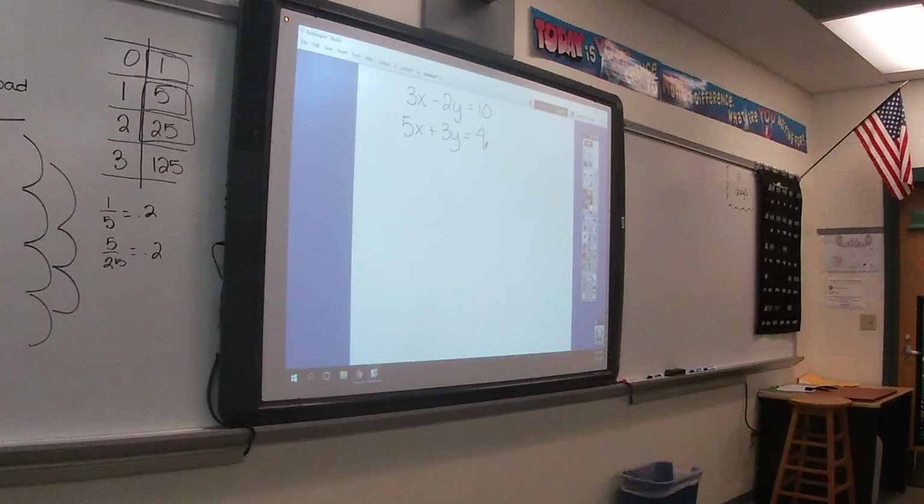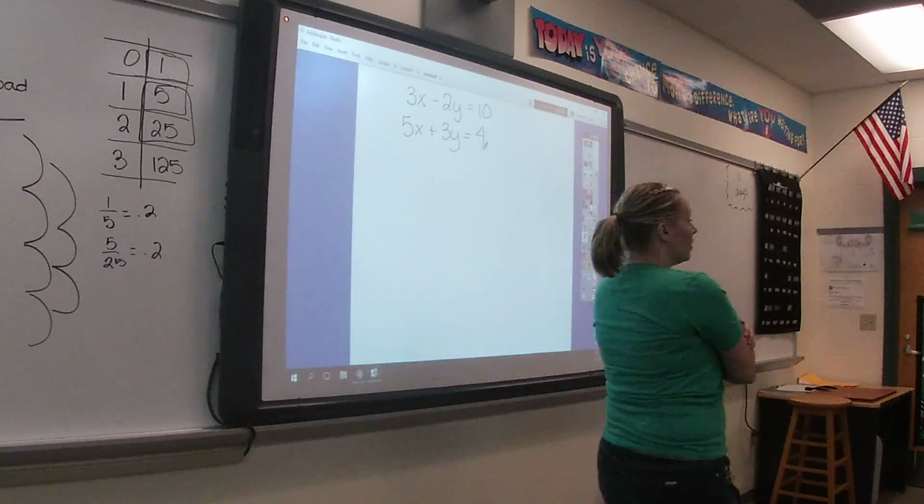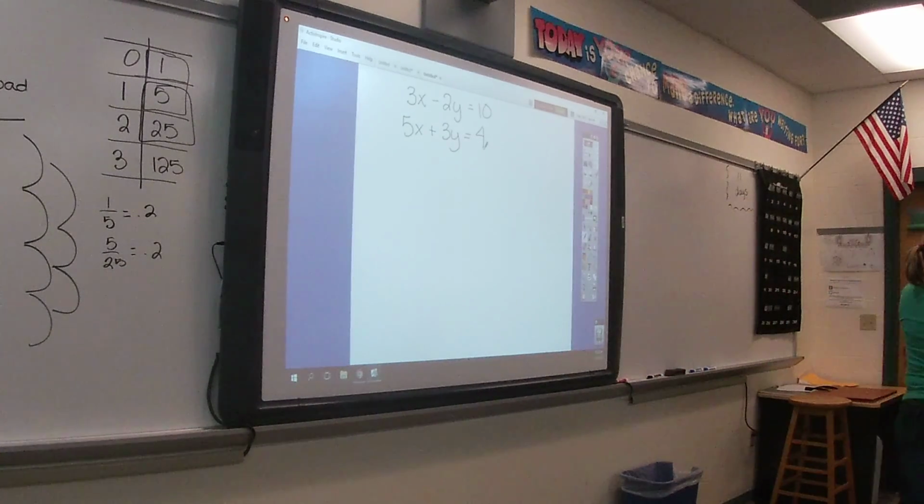Minus 2y equals 10, and 5x plus 3y equals 4. Okay, so we have a decision to make. Graphing isn't going to work. Substitution isn't going to work. This is stacked for elimination.